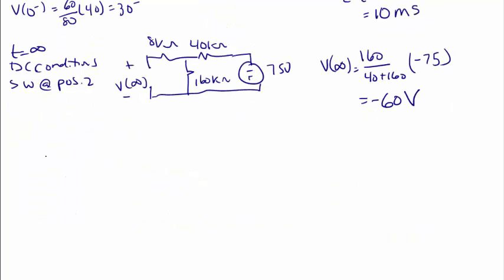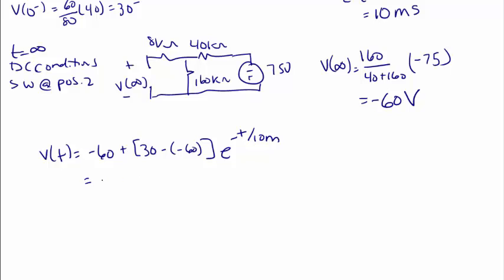Okay, so we are finally ready to write V of t. V of t is equal to V of infinity, negative 60, plus V of 0 plus, 30, minus V of infinity, negative 60, e to the negative t over tau, and in this case, tau is equal to 10 milli. So if I simplify this, we can write this as negative 60 plus 90 e to the negative 100t. The units are volts, and because this is the voltage for t greater than or equal to 0, I put this at the end. And now let's make a sketch of what this looks like.